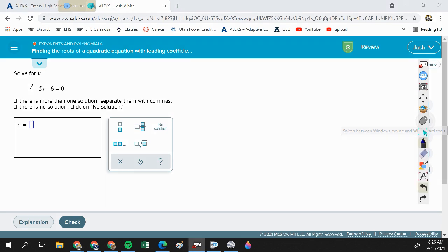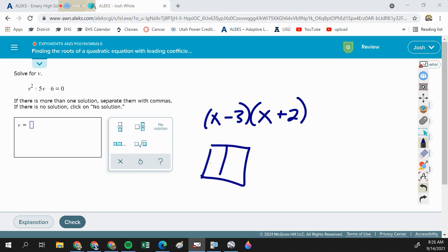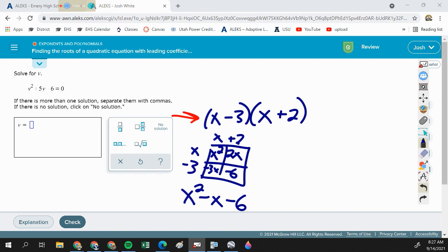So we have the same sort of equation. It just is in a little bit different form. So if I had x minus 3 times x plus 2, and I multiplied that together in the box, x plus 2, x minus 3, and then 2 times x would be 2x, -3x, minus 6, and I simplify down, I get x squared minus x minus 6. So I have taken factored form and multiplied it into quadratic form.